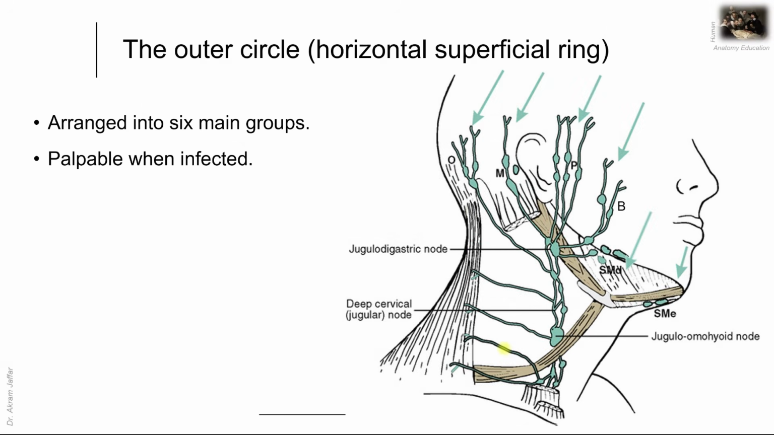As I said, these deep cervical lymph nodes, the superior containing the Jugulo-Digastric, the inferior containing the Jugulo-Omohyoid, drain an outer circle and inner circle. But now let's deal with the outer circle or horizontal superficial ring of lymph nodes, which are palpable when infected as well. These are arranged in 6 main groups.